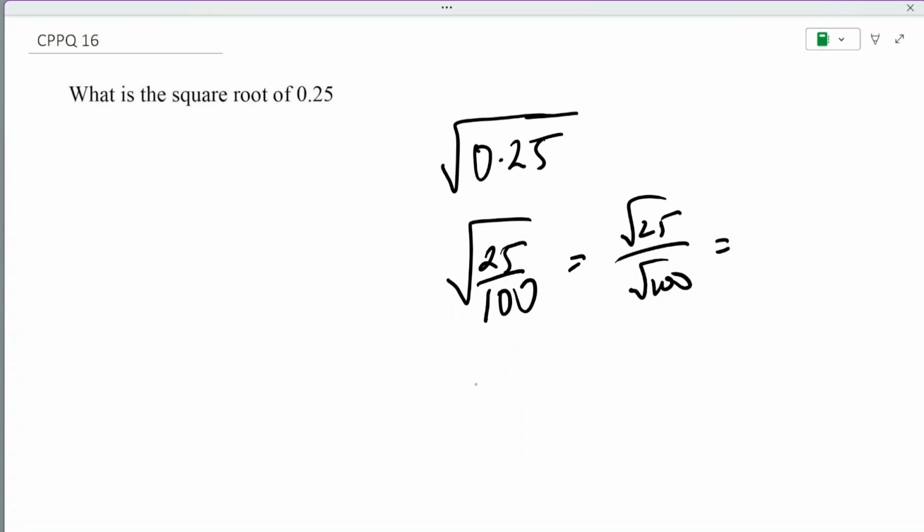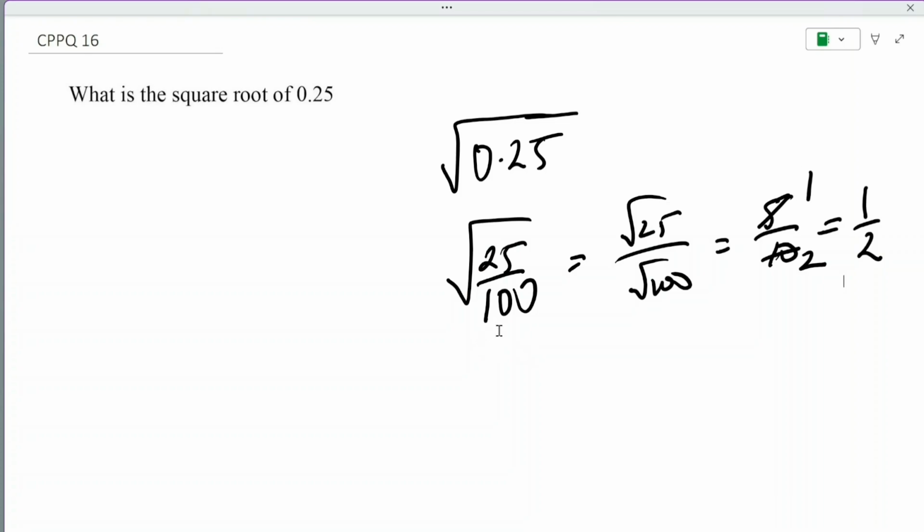Then this equals square root of 25 is 5. Square root of 100 is 10. We have 5 over 10. To get our full mark, you'd have to bring this down to the lowest term. 5 in 5, 1. 5 in 10, 2. That 5 can go in both 5 and in 10. So you have your result as 1 over 2.